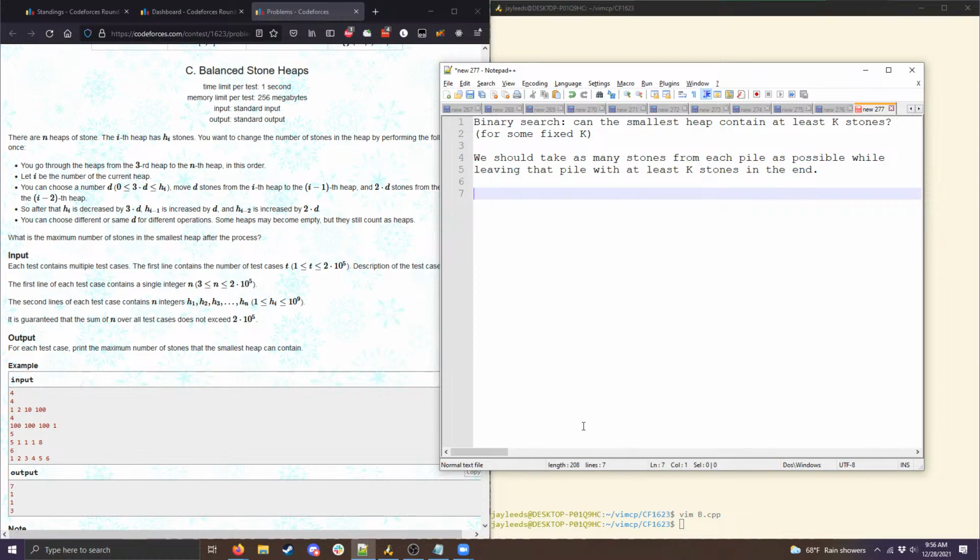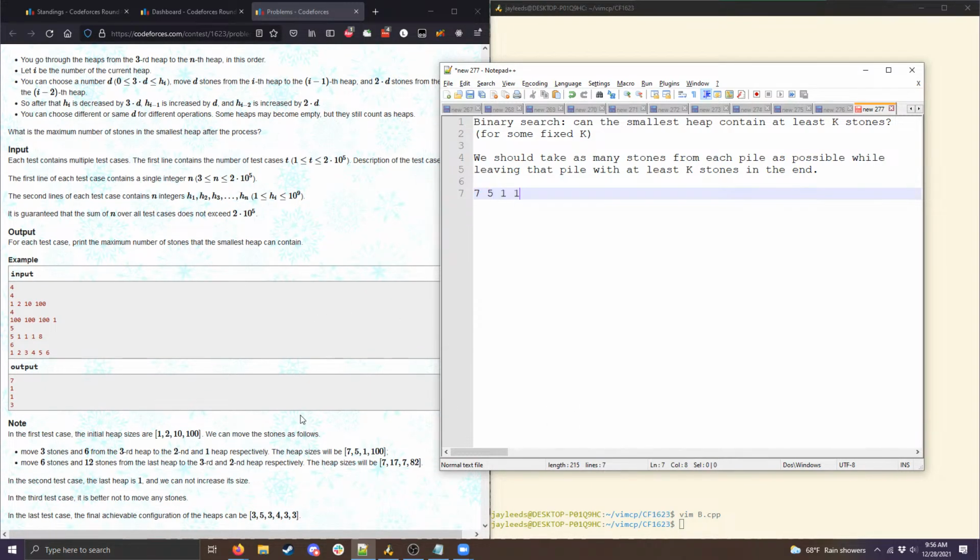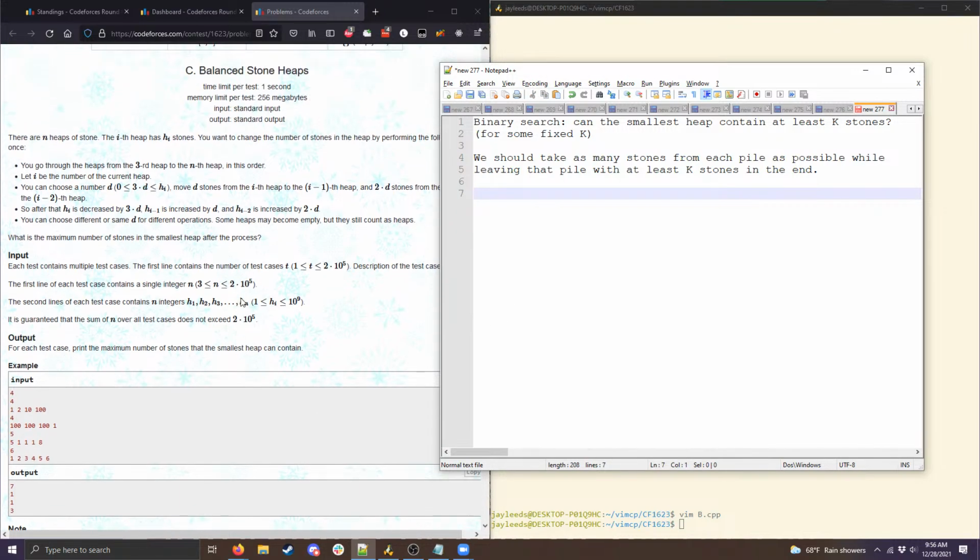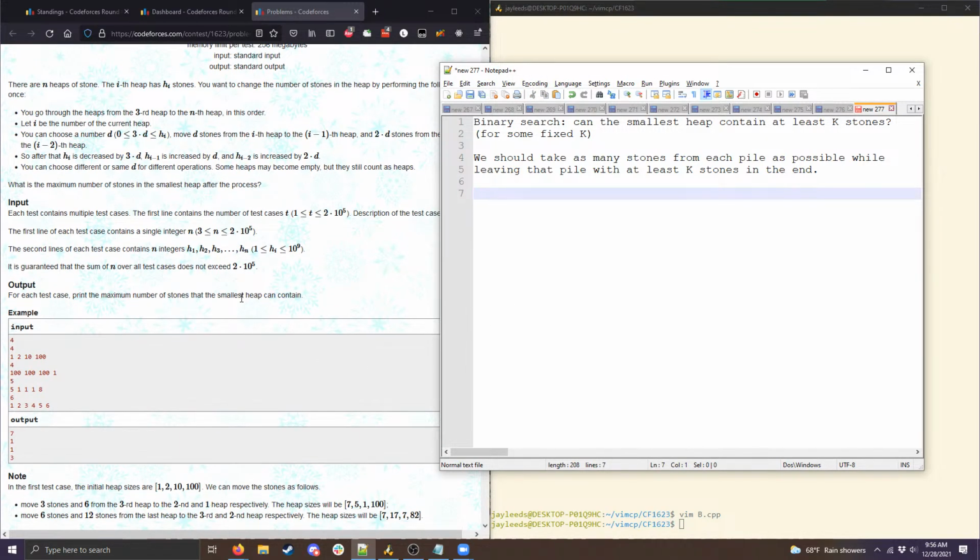The optimal strategy is to take 9 stones out of pile 1 in order to get to, I believe, 7, 5, 1, 100. Now this third pile, we've dropped it to below 7 stones, which seems bad. But then we can get it back to 7 stones if we take enough stones out of the right pile. So that makes it a little hard to immediately determine what d should be for a given i.